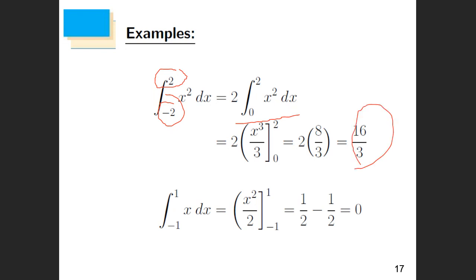Look at this. It's from minus 1 to 1. But x is an odd function. Why? Because f of minus x equals minus f of x. So this whole thing here will just give you 0. You don't even have to show me the whole working, you know it will equal 0. As long as you can prove it's an odd function, then you know your output is 0.